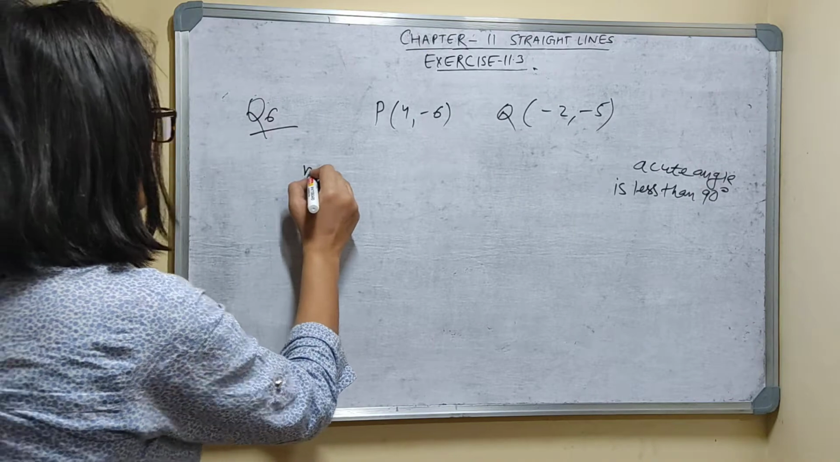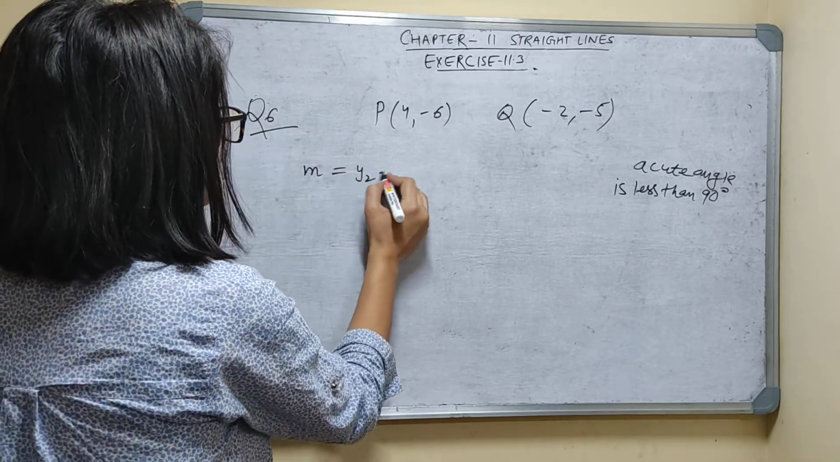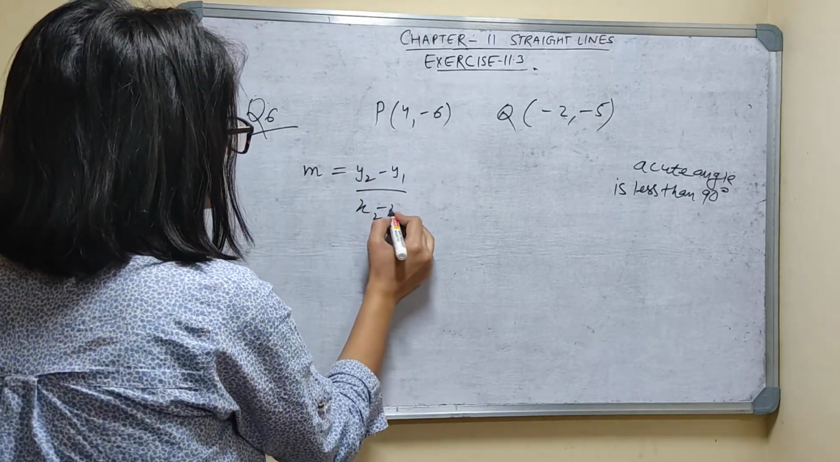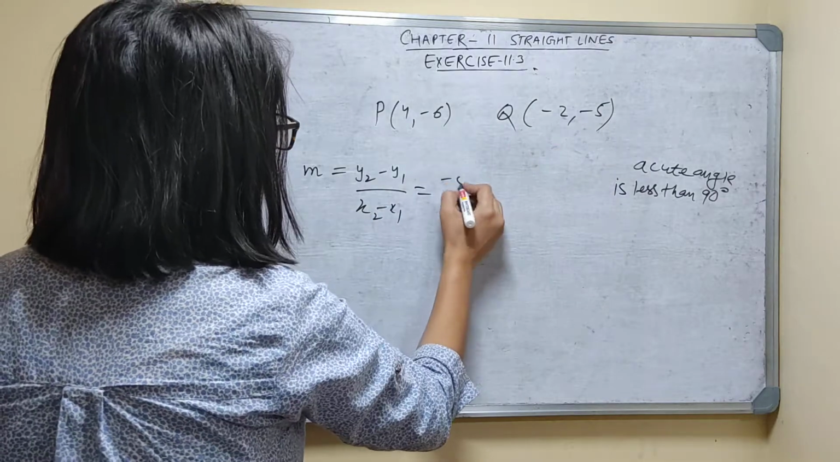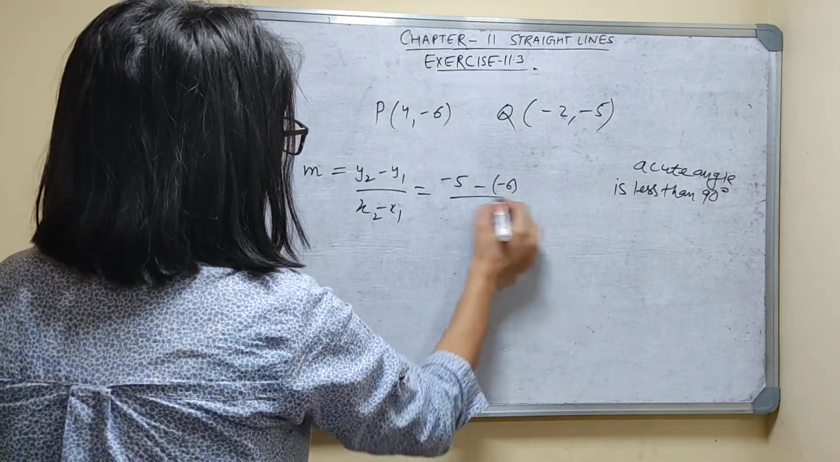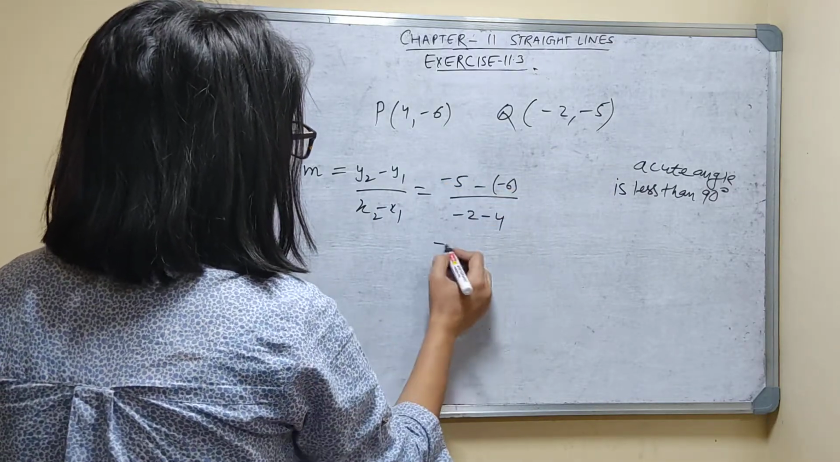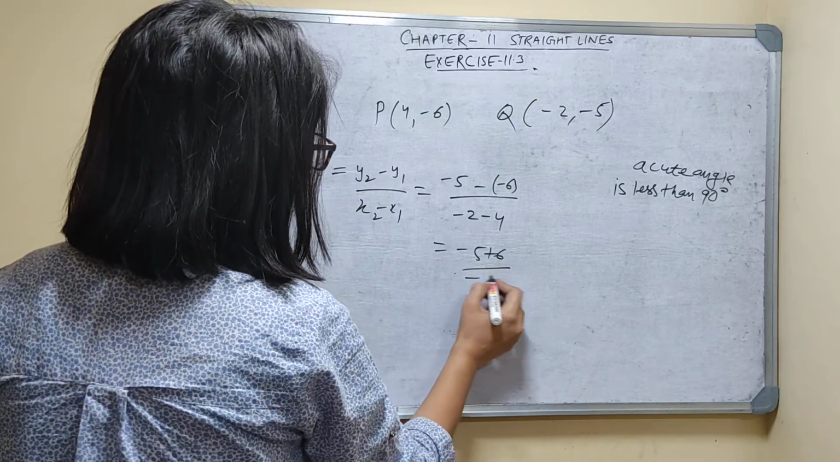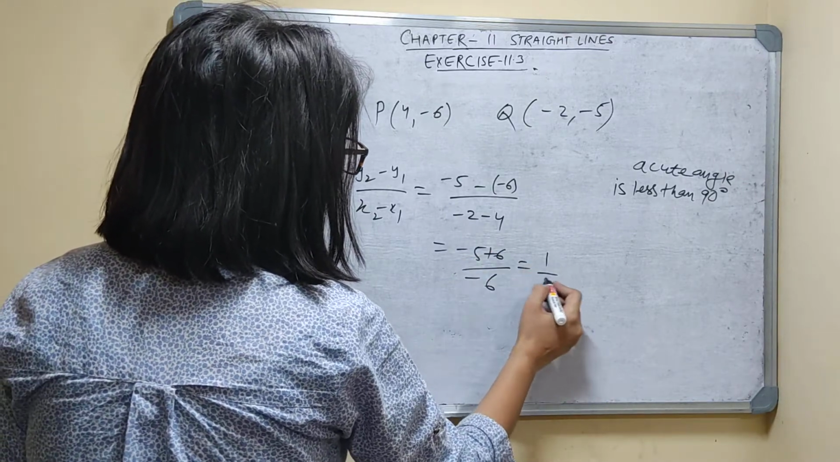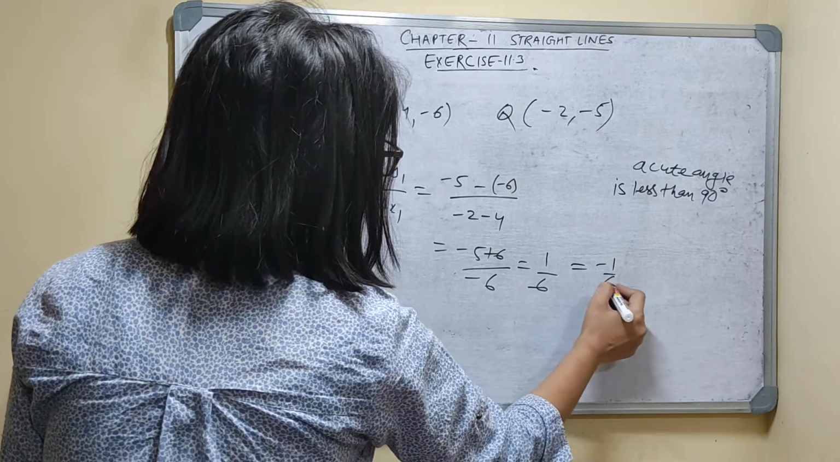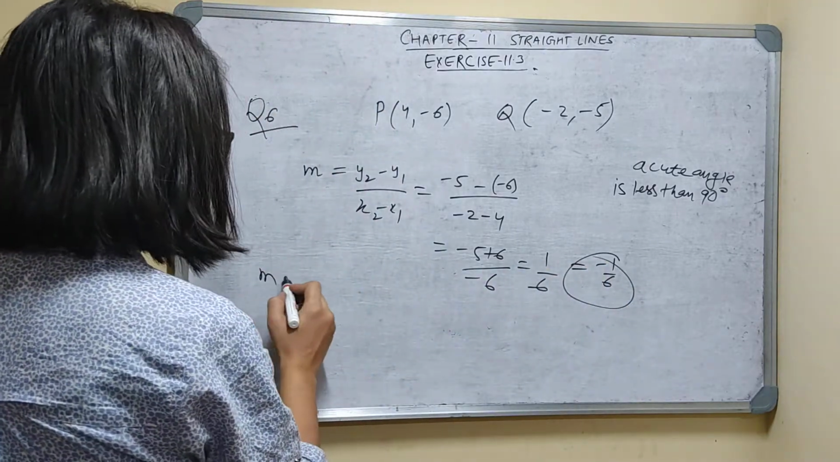So first I will find the slope. M is equal to what? y2 minus y1 upon x2 minus x1. Minus 5 minus 6 upon minus 2 minus 4. So minus 5 plus 6 upon minus 6. 6 minus 5, 1 by minus 6. So I can say minus 1 by 6. So slope I am getting what?